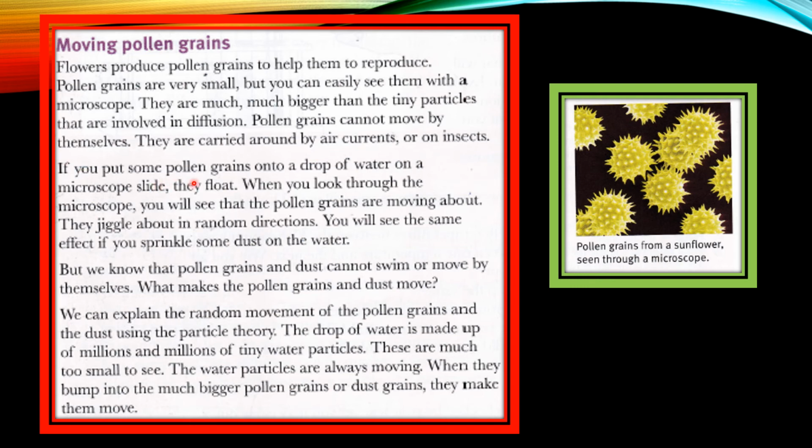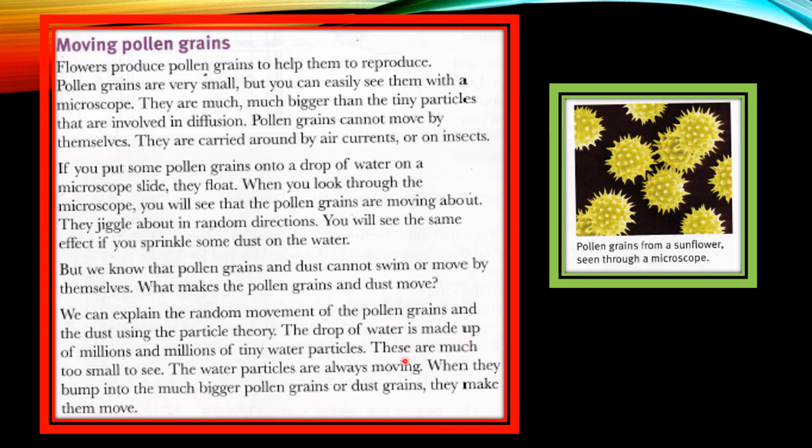If you put some pollen grains onto a drop of water on a microscope slide, they float. When you look through the microscope, you will see that the pollen grains are moving about. They jiggle about in random directions. You will see the same effect if you sprinkle some dust on the water. But we know that pollen grains and dust cannot swim or move by themselves. What makes the pollen grain and dust move? We can explain the random movement of the pollen grains and the dust using the particle theory.